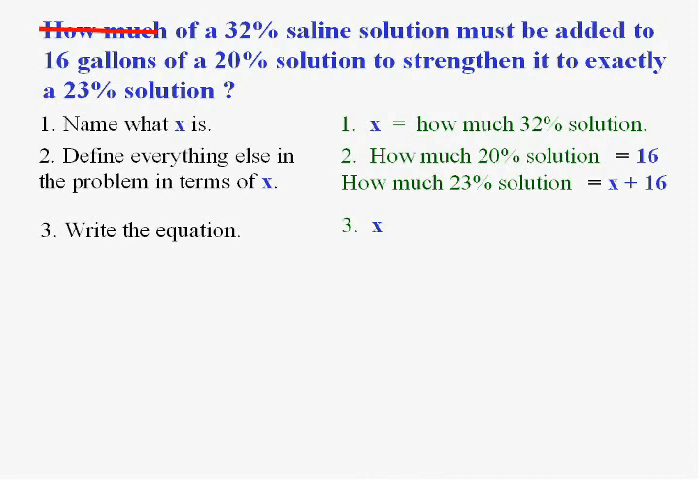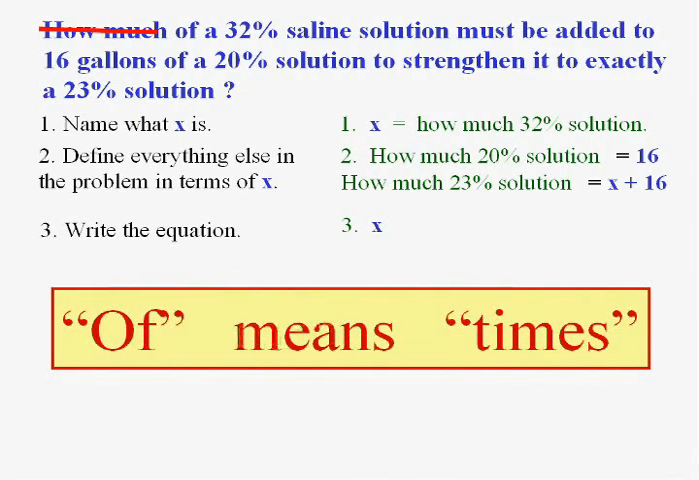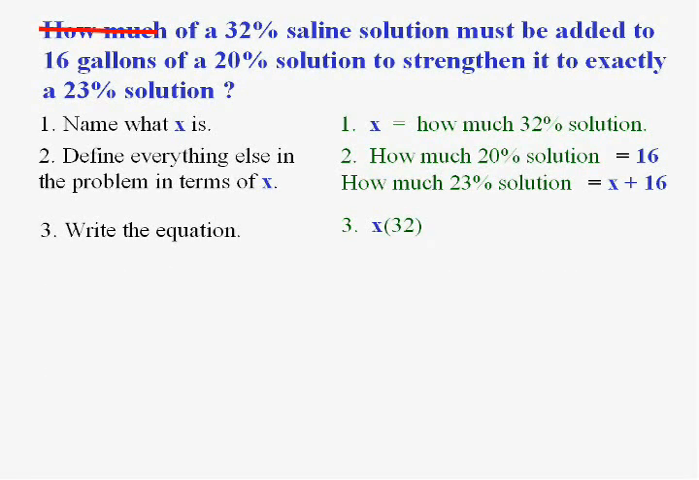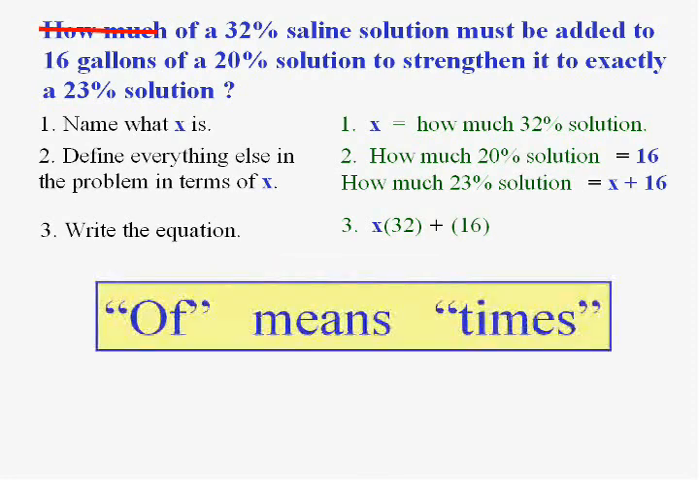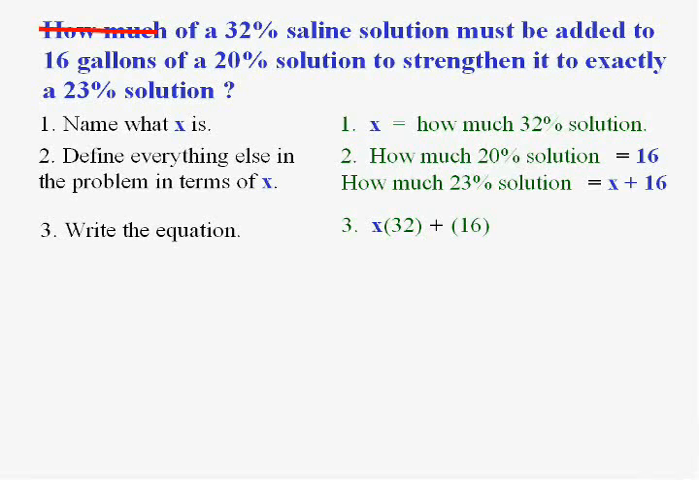How much of means times, of a 32% solution must be added, it's word for word, isn't it, to 16 gallons of means times 20% solution to get, or to strengthen it to, don't forget your amount, times your 23%. And that is your equation. Let's solve this equation.